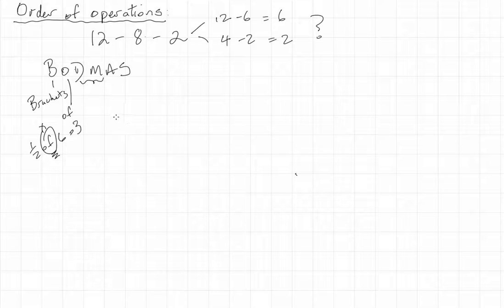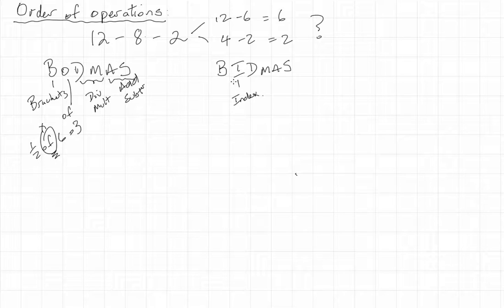These two we circle, and we do division, multiplication as they occur left to right, and then we do addition and subtraction as we go left to right. So that's one way of remembering. I don't like BODMAS anymore because we don't have of anymore, so I like BIDMAS, and everything else stands the same except index. Index is like a power, so you do it second after the brackets.